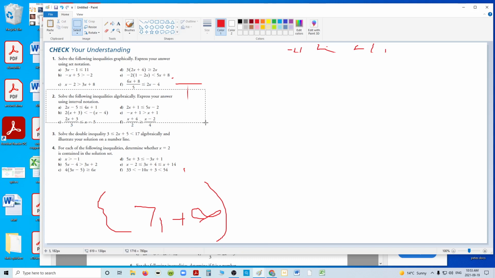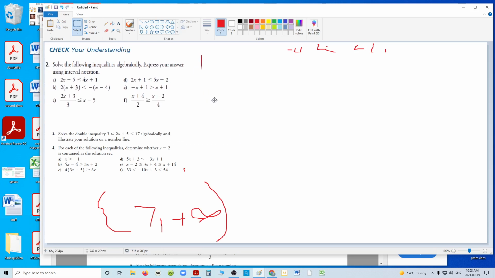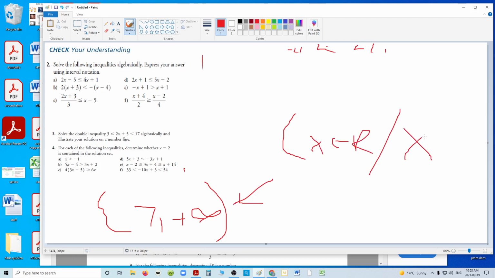Oh, interval notation. That's what I'm thinking of. Interval notation, yeah. So this here is interval notation. And set notation would be this, x ∈ R, slash, x is bigger or equal to 7, in these curly brackets.